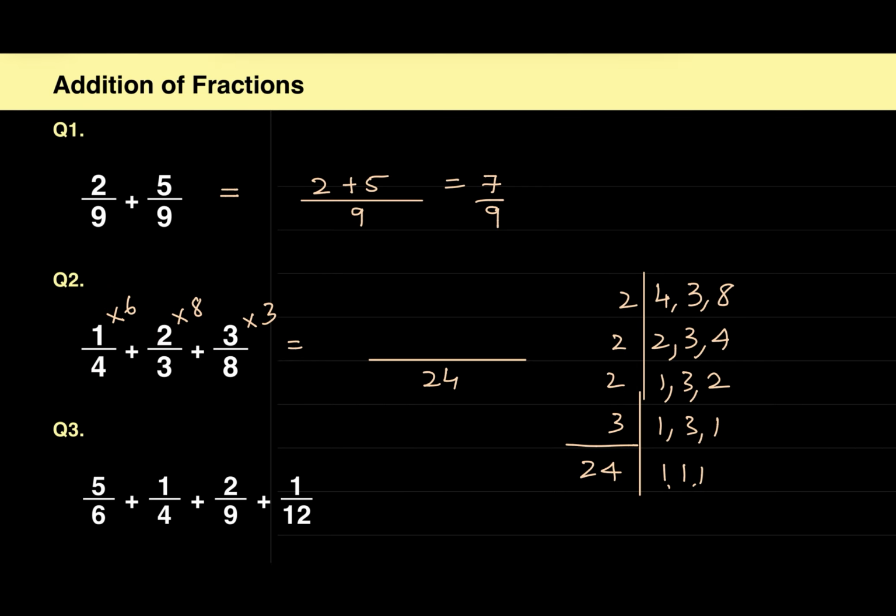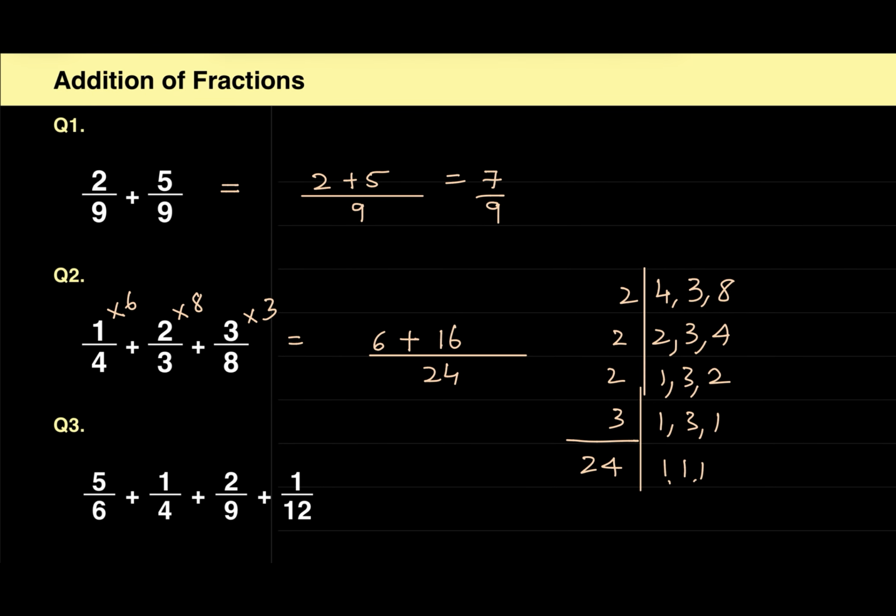That is it. So 1 into 6 is 6 plus 8 2s are 16 plus 3 3s are 9. Now add them up. 31 upon 24. That's it. Now some schools will want you to convert this into a mixed fraction. You can either keep it like this or mostly you have to convert it into a mixed fraction. I have taught you that also.